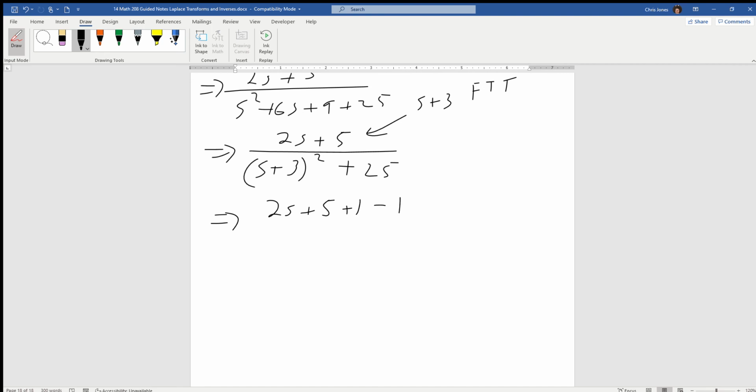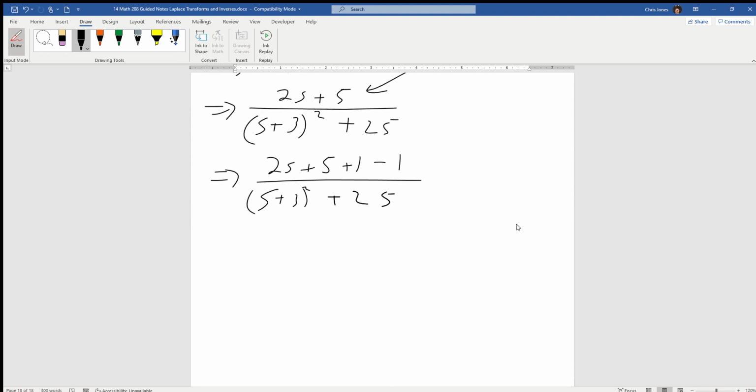This is actually a trick that we used when we found the series solutions about an ordinary point that was non-zero. Remember, we added and subtracted a specific value. And I'll show you why we add and subtract that specific value in a moment. Over (s plus 3) squared plus 25. So far, all algebra. We're going to now rewrite this as 2s plus 6 over (s plus 3) squared plus 25, minus 1 over (s plus 3) squared plus 25.